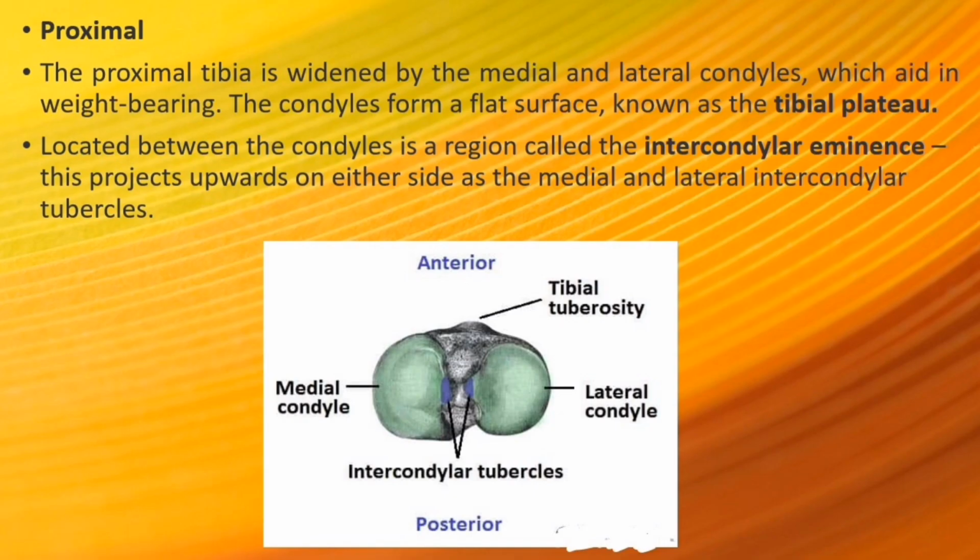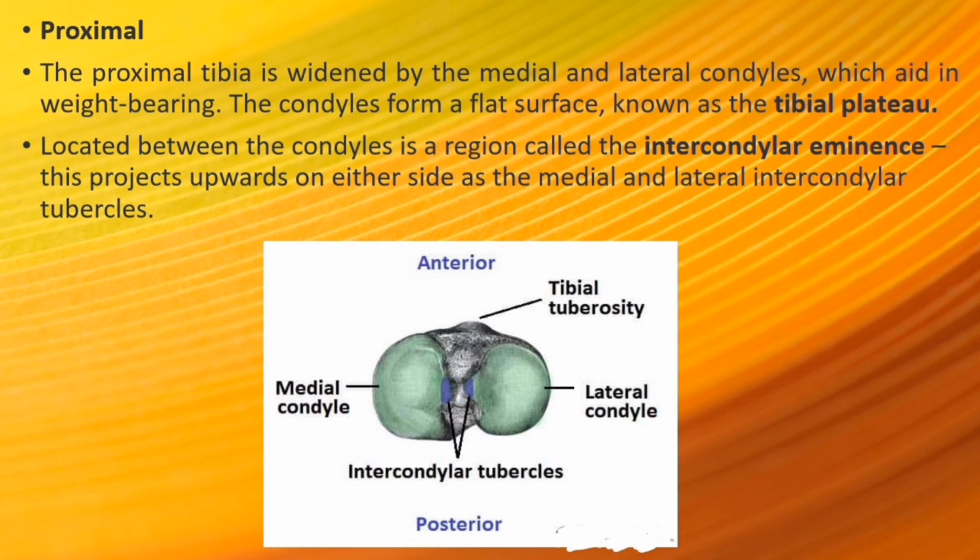Proximal. The proximal tibia is widened by the medial and lateral condyles, which aid in weight-bearing. The condyles form a flat surface, known as the tibial plateau. This structure articulates with the femoral condyles to form the key articulation of the knee joint.